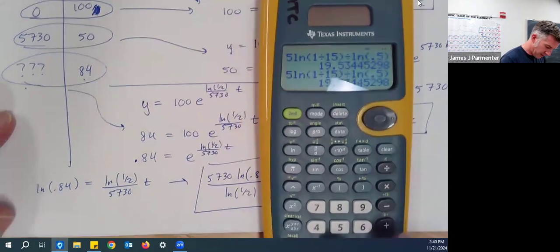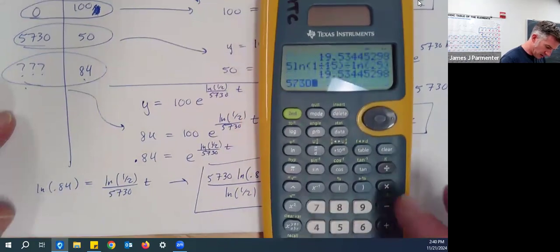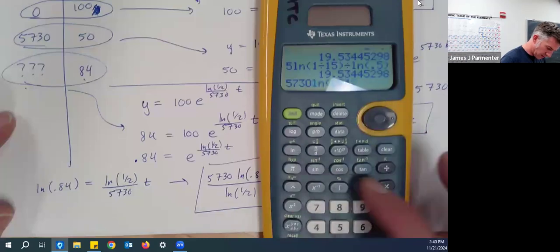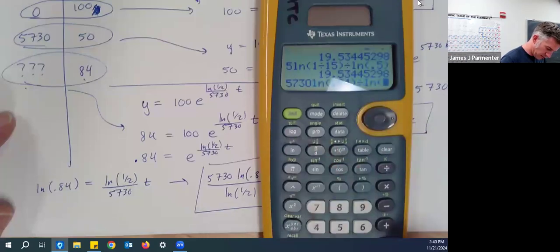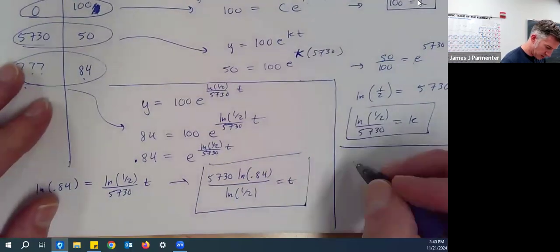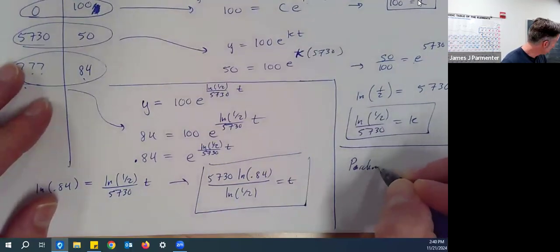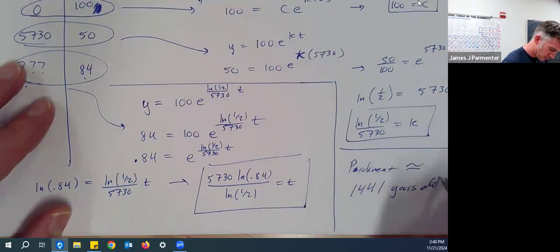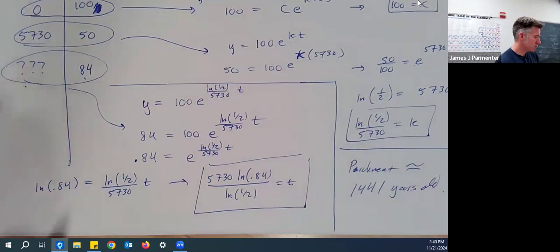So we've got 5,730 times the natural log of 0.84 divided by the natural log of 0.5. 1,441 years. So we would say that our parchment is approximately 1,441 years old. Okay. Seems not unreasonable. Questions about that?